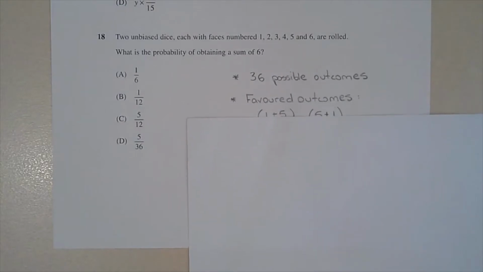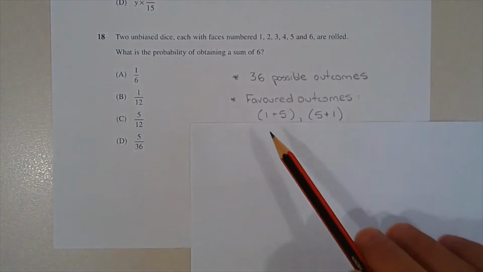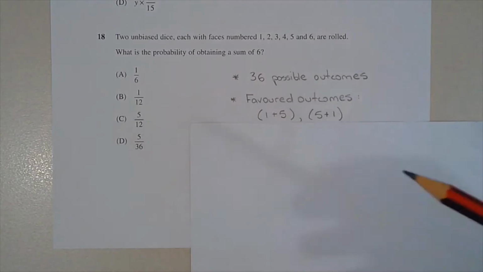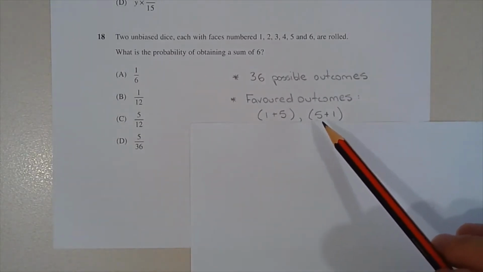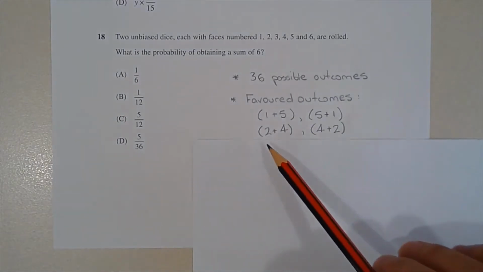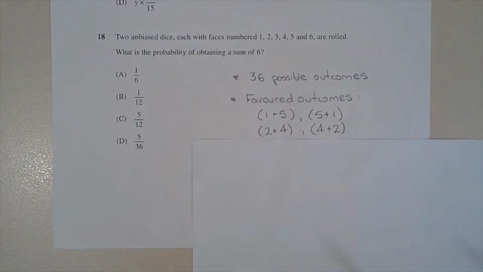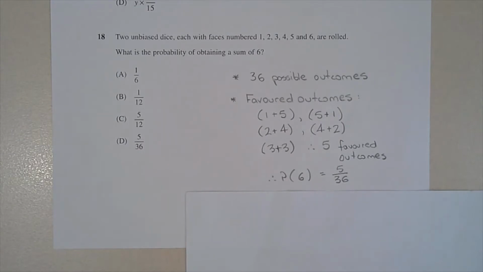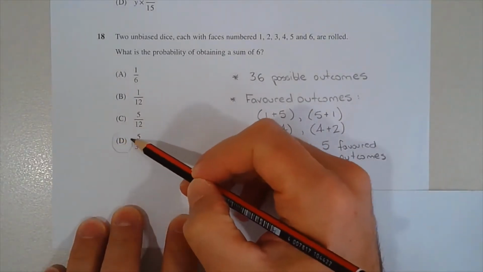So I think it's just easier to note that there are 36 possible outcomes. So let's see what the favoured outcomes are. For example, you could roll a 1 and then roll a 5, so 1 plus 5 is 6. Alternatively, you could roll a 5 and then a 1. We could roll a 2 and a 4, so that adds up to 6. Or we could roll a 4 and then a 2. And of course, we could roll a 3 and a 3. So there's only one way that can happen. So there are 5 favoured outcomes. So the probability of rolling a sum of 6 is 5 over 36. So option D.